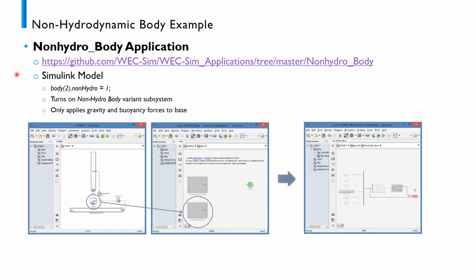In the Simulink model, the non-hydro flag turns on the non-hydrodynamic body variant subsystem, which is a variant of the rigid body block. In this block, only gravity and buoyancy forces are applied to the base.